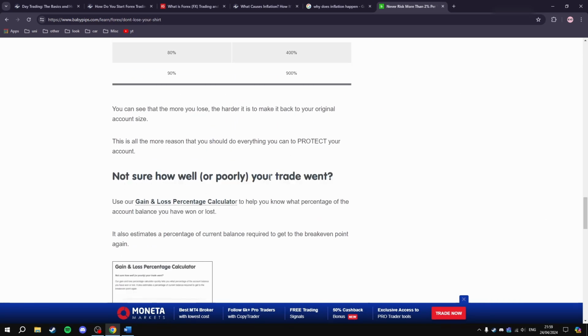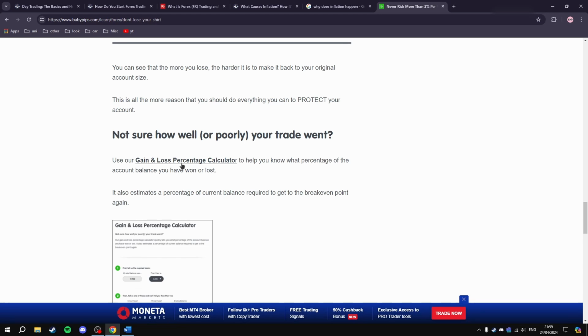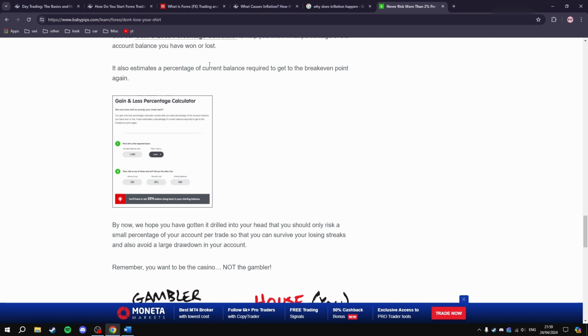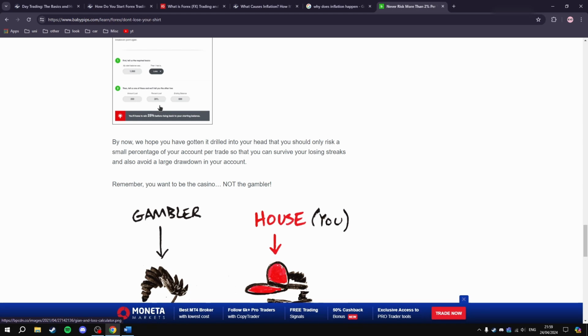Not sure how well or poorly your trade went? Use our gain and loss percentage calculator to help you know what percentage of the account balance you have won or lost. It also estimates the percentage of current account balance required to get to the break-even point again. So that's the calculator there.